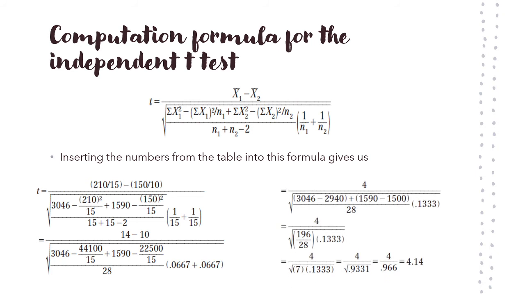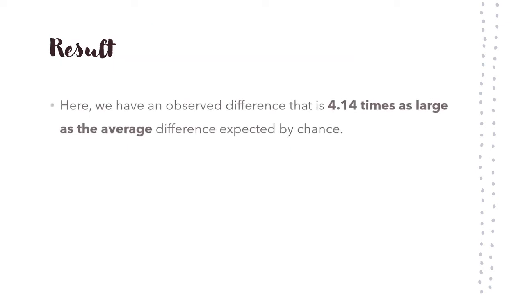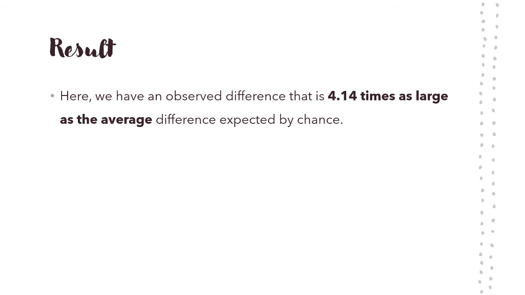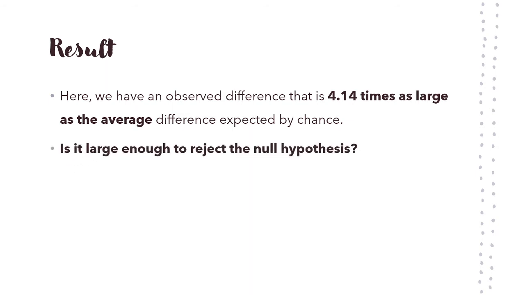calculated t of 4.14. So this is the calculated t-value, which is 4.14. So we already have our calculated value. So we observe that the difference is 4.14 times as large as the average difference expected by chance. So it is a lot larger than 1. So that means it is not by chance alone. So we will further investigate if there is a significant difference. Is it really large enough to reject the null hypothesis?